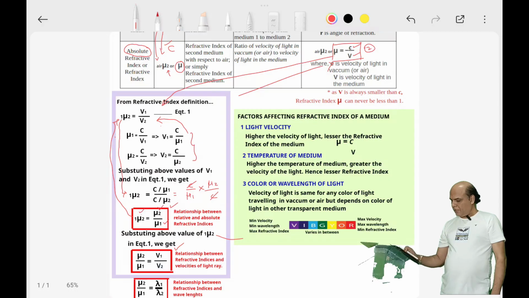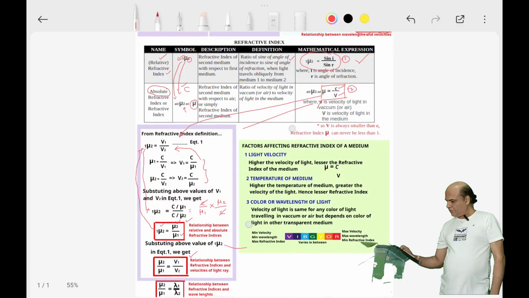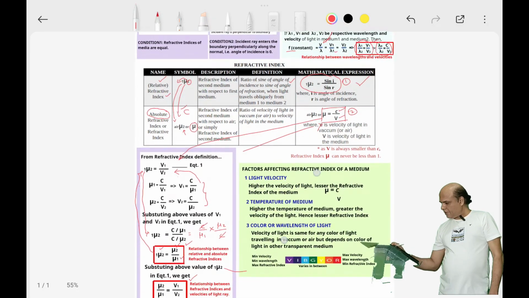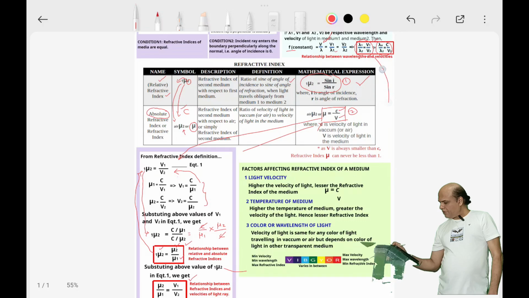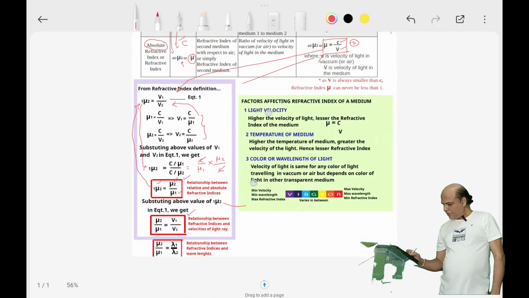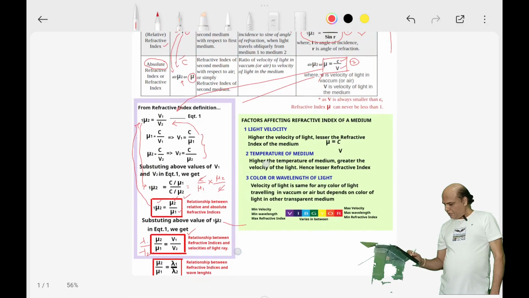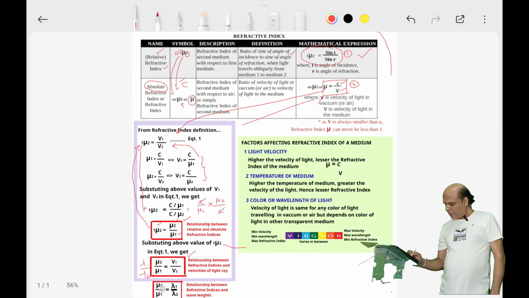Okay. Now if you see this, v1 by v2 is also equal to lambda 1 by lambda 2. We have seen that earlier. So if I use that equation here and equate it, this is also equal to lambda 1 by lambda 2. So that gives us the next relationship. Mu2 by mu1 is equal to lambda 1 by lambda 2.